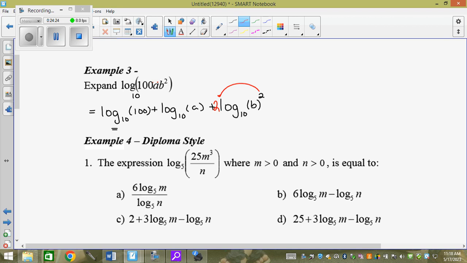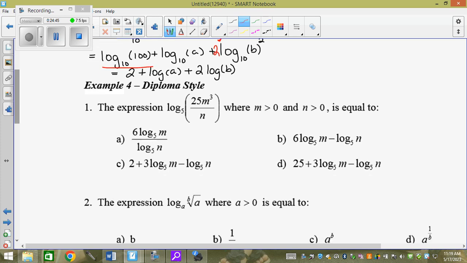10 to the 2 is 100, so it's 2, plus log A plus 2 log B. They won't write the 10s in your answer, just so you know. But putting the 10s will help you do this correctly, because people won't often see that log 100 is 2 unless they put the base 10 down there.